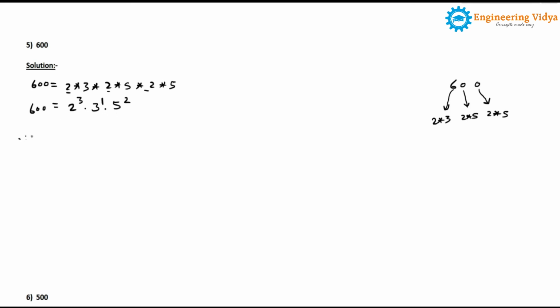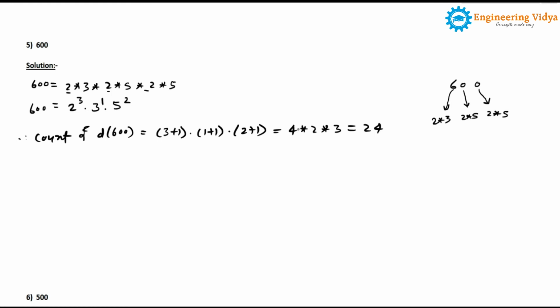So now here we will write the count of divisors of 600, right? Here we need to take how many divisors there are for 600. Here 3 is there, so the power will be increased by 1. Again here we have 1, so 1 plus 1, and again here we have 2, so 2 plus 1, right? So now here we can write 3 plus 1 becomes 4, 4 times 2 is 8, 8 times 3 is 24. So 24 different numbers will be there that can divide the number 600, right?